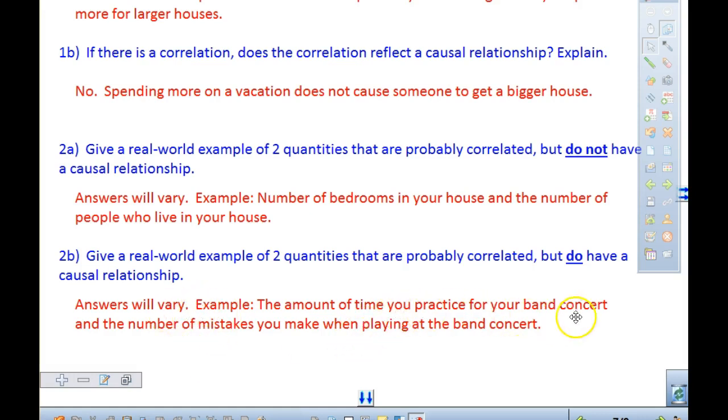Here's another one: the amount of time you practice for a band concert and the number of mistakes you make when playing in that concert. We would think that this one does have a causal relationship. Hopefully, the more you practice, the less you continue to make those same mistakes, okay?